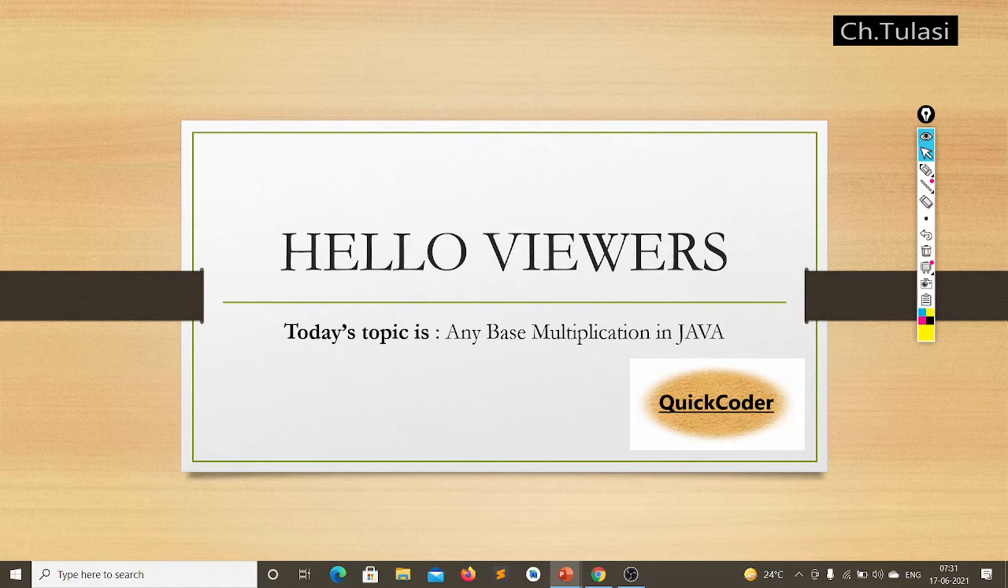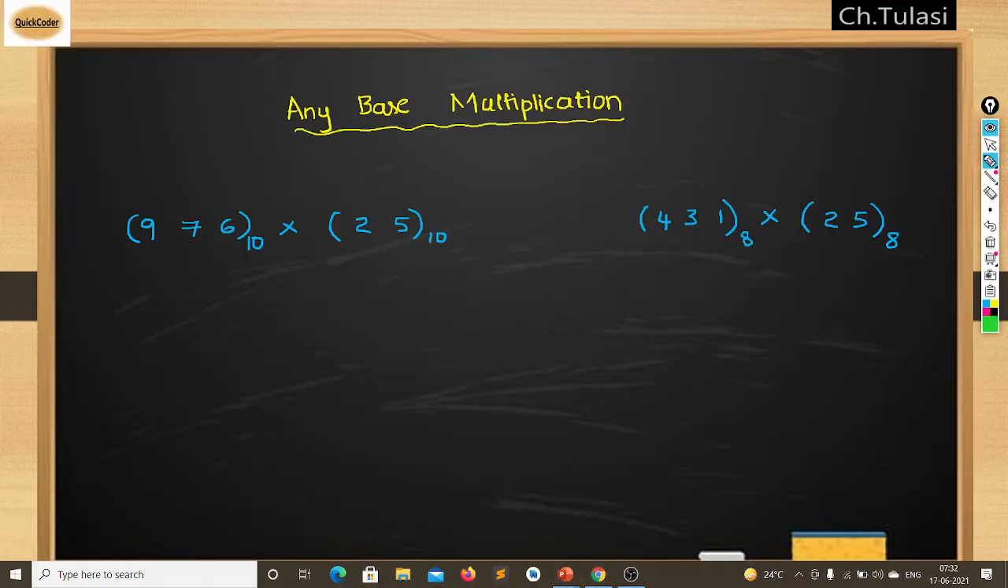So let's get started. Okay, hello friends. Today's topic is any-based multiplication. So we are discussing that. Let's do the regular multiplication with decimal numbers, and then we can shift to any-based multiplication. Here we took octal numbers. So let's first do the multiplication with decimal numbers.